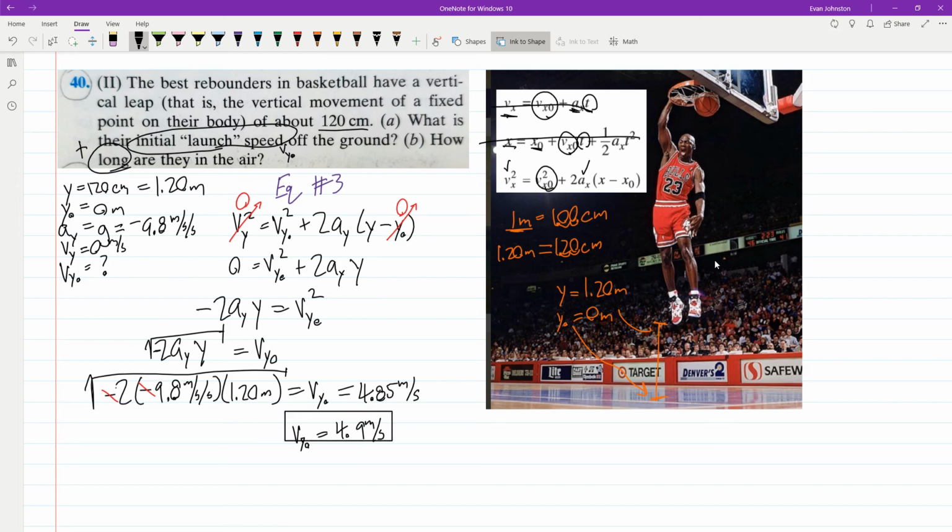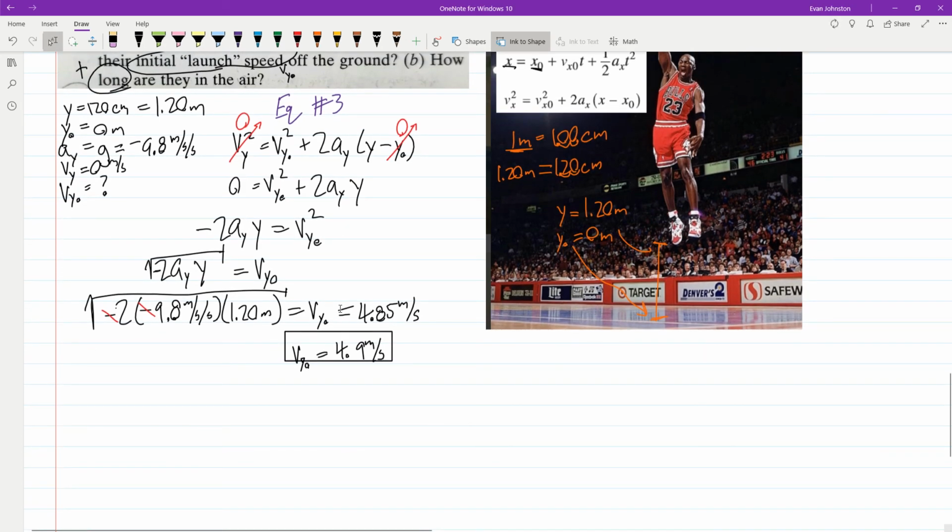So now we want to find the time. How the heck do we do that? Well, we have to look back at these. Our third equation that we just used doesn't even have time in it. That's why we used it. But now we could use really any of these, right? We know how fast he's going in the beginning. We know acceleration. We know that he stops at the top. Let's use this one to find time. So we'll rewrite this one. Our final y velocity is equal to our initial y velocity plus our acceleration times time.